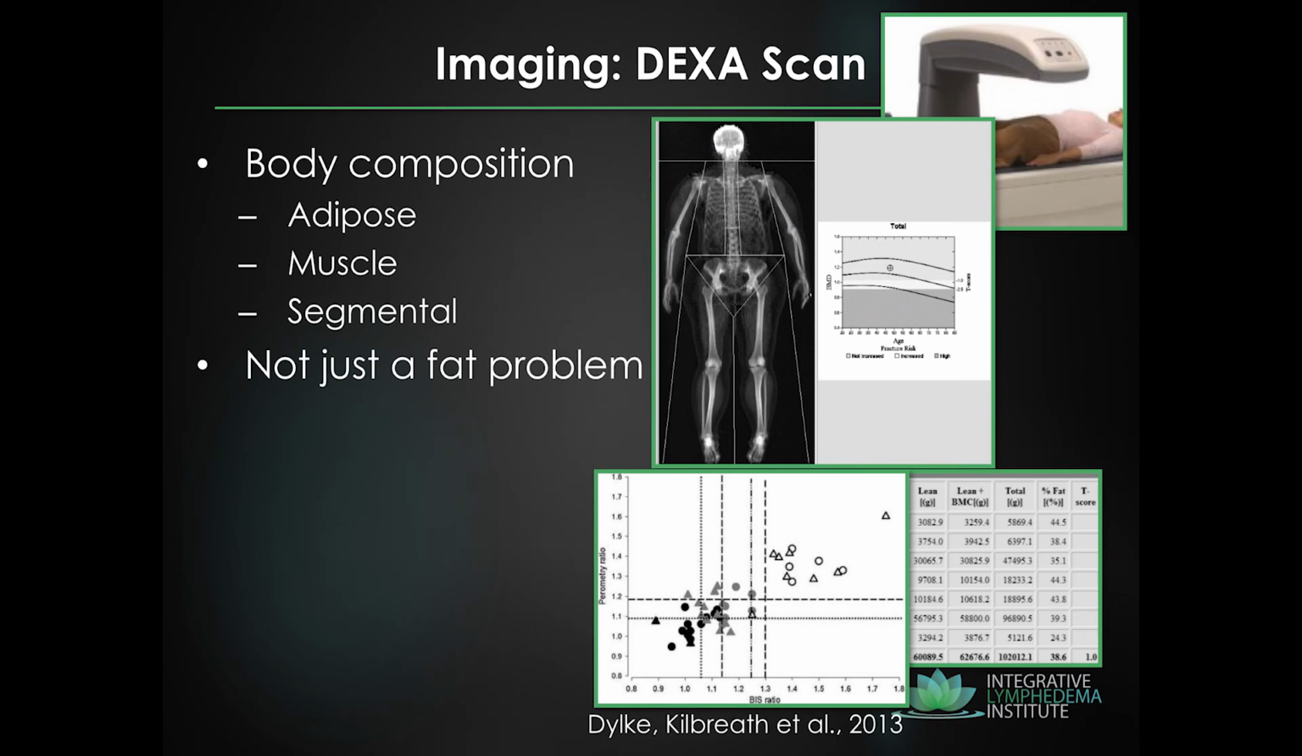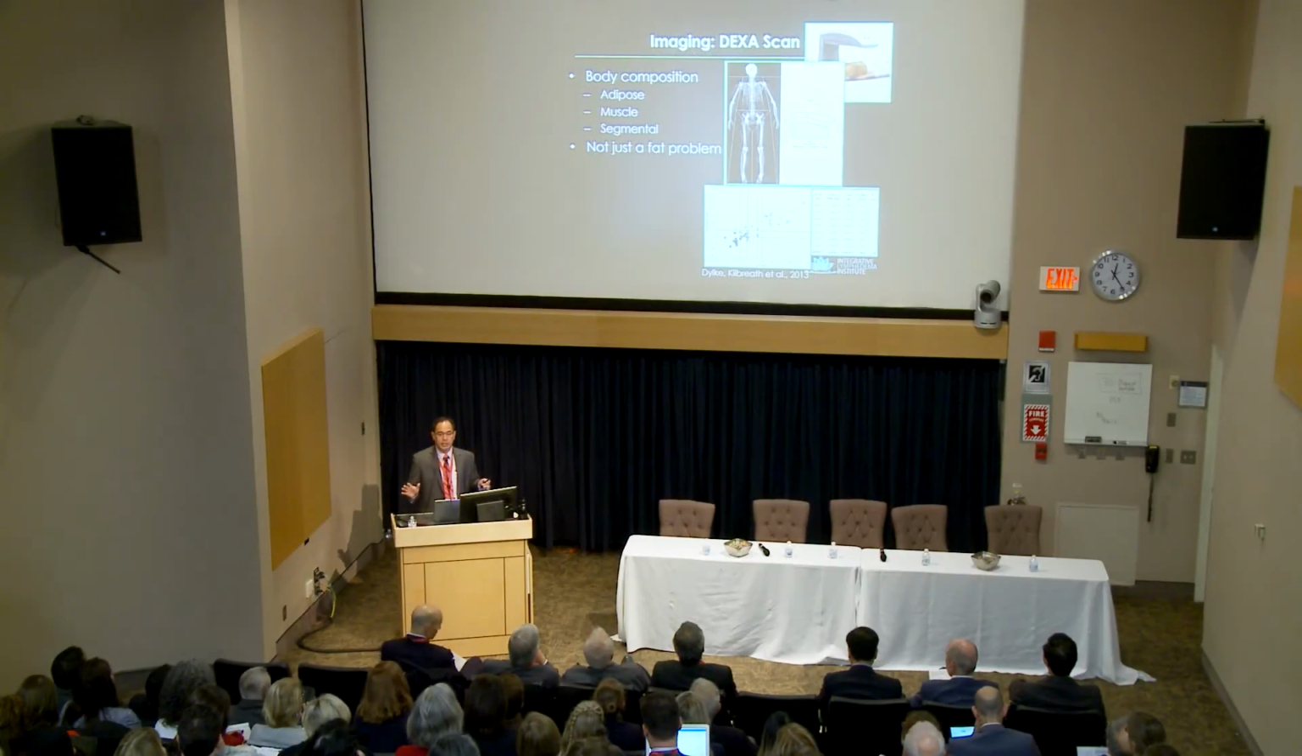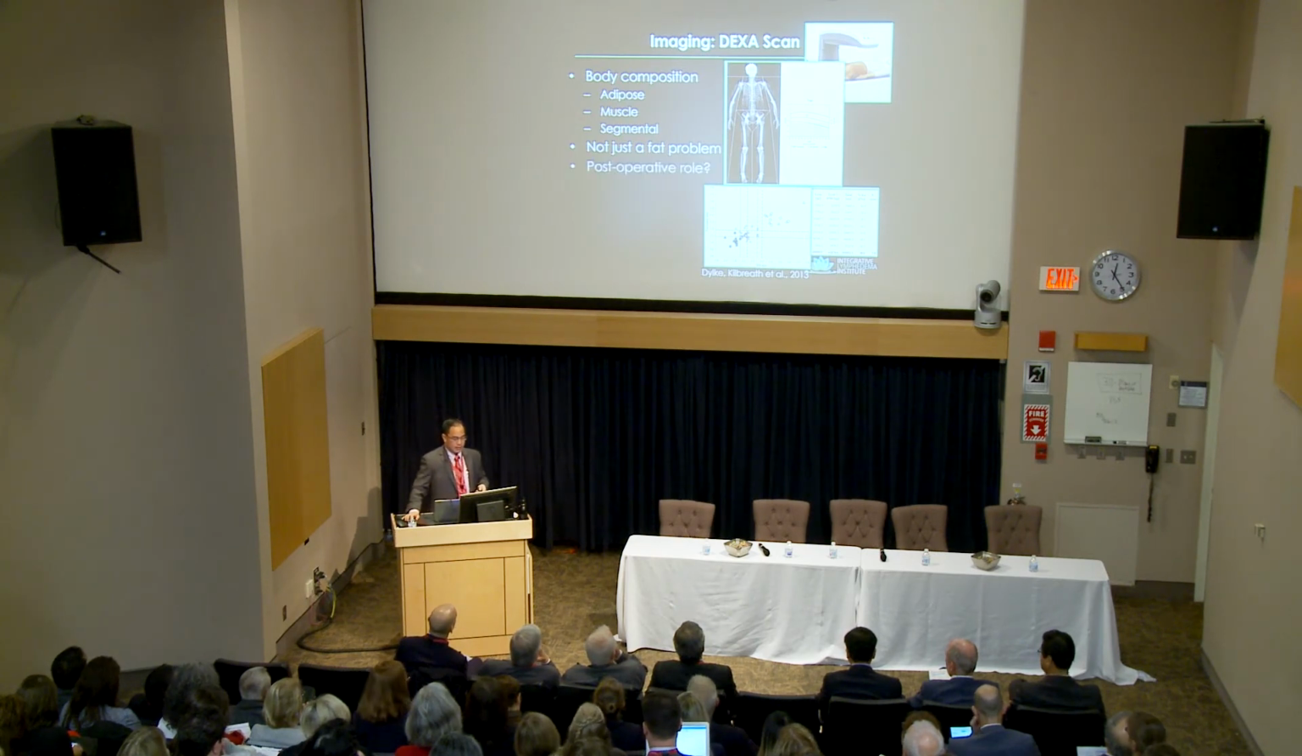Basically, it shows that it's not always a fat problem. Yes, the patients do have some fat problems, but there are other patients that, like we saw in the ultrasound, have more fibrosis, and that's those hand and feet. That's why you can't liposuction the hand and feet, because they're just dense fibrosis. You can't suck that out.